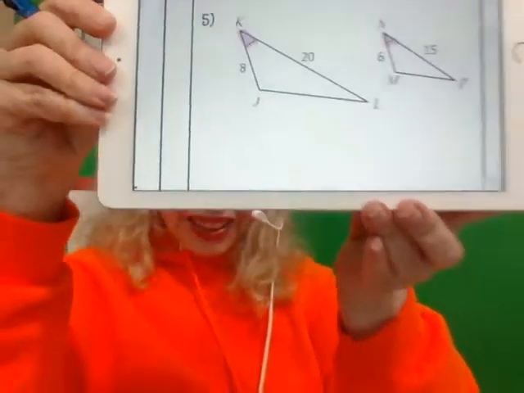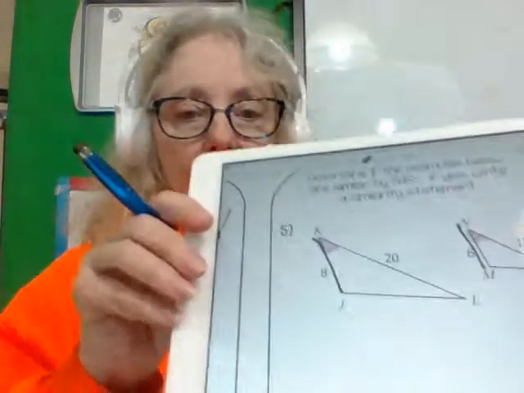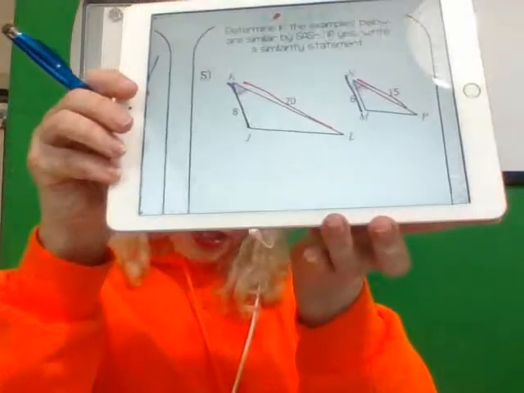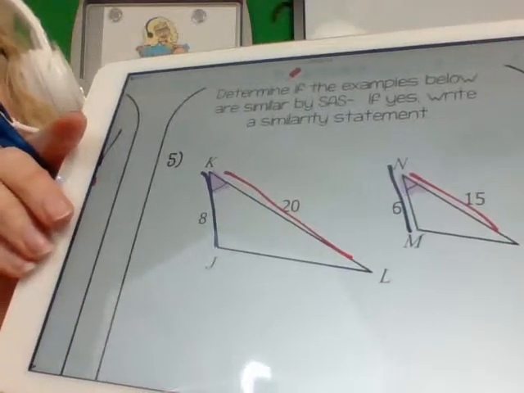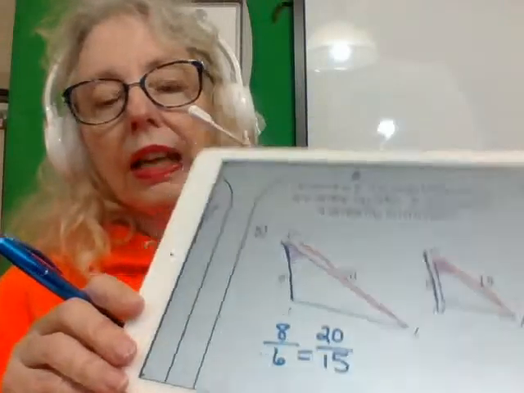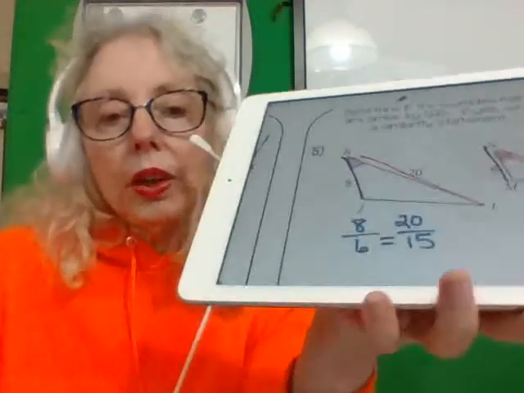All right, so then 8 and 6 should be proportional, so let's mark those. We want to show that 8 should go with 6, and that 20 should go with 15. Sorry for the glare. Trying to keep you from getting too much. All right, so now we set up our proportion, and we're going to do 8 over 6 should equal 20 over 15.